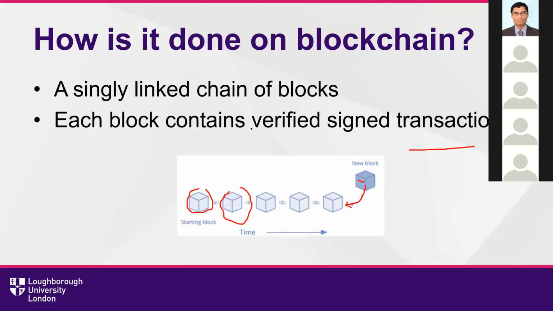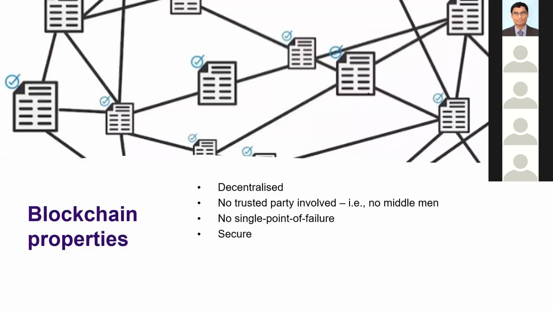And as you know, we will read more about this. Each block contains verified signed transactions. This is very important. This is where the cryptography, the security properties come into the picture. Right. So the blockchain properties, I think you have got the idea. It's quite decentralized, right? No trusted party involved, no middleman, no single point of failure, right? And importantly, it is secure.